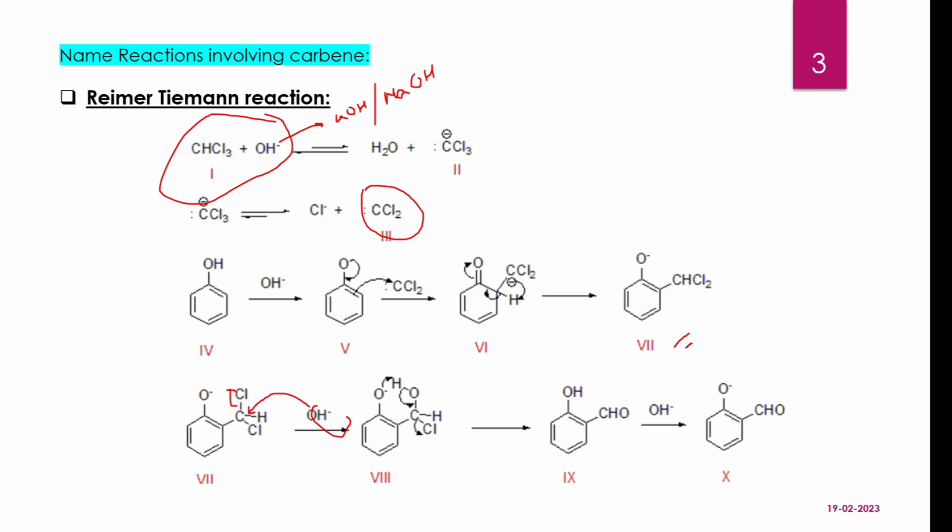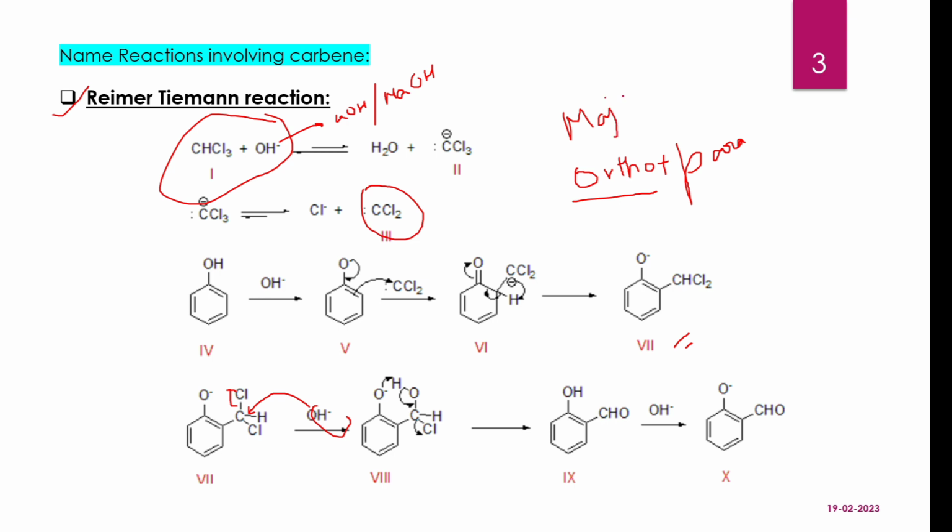We usually get a mixture of ortho plus para, and in most of the cases, due to less steric hindrance, we get para as the major one. But here specifically in this Reimer-Tiemann reaction, we get ortho as a major.